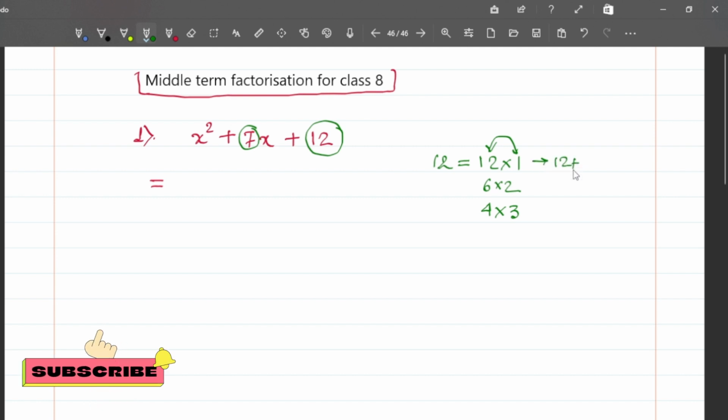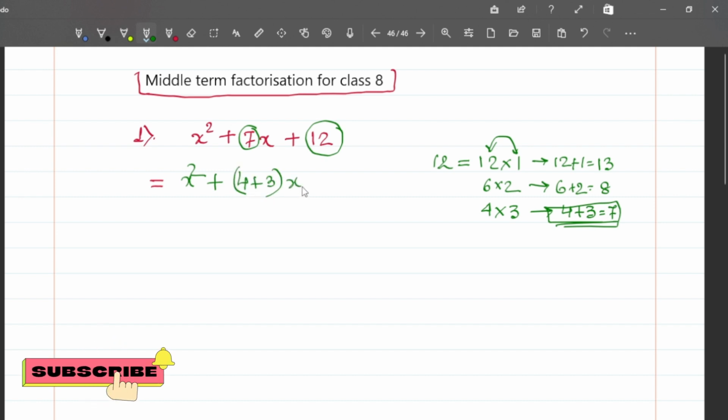So 12 plus 1, you get 13. From here 6 plus 2, you get 8. And look at this, 4 plus 3, you get 7. So you need this combination. So we can write 7 as 4 plus 3. So multiply both, and also write 12 as 4 into 3.